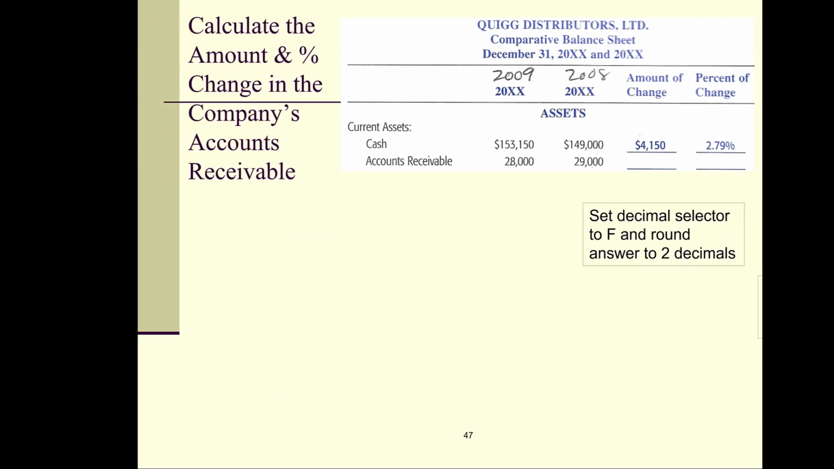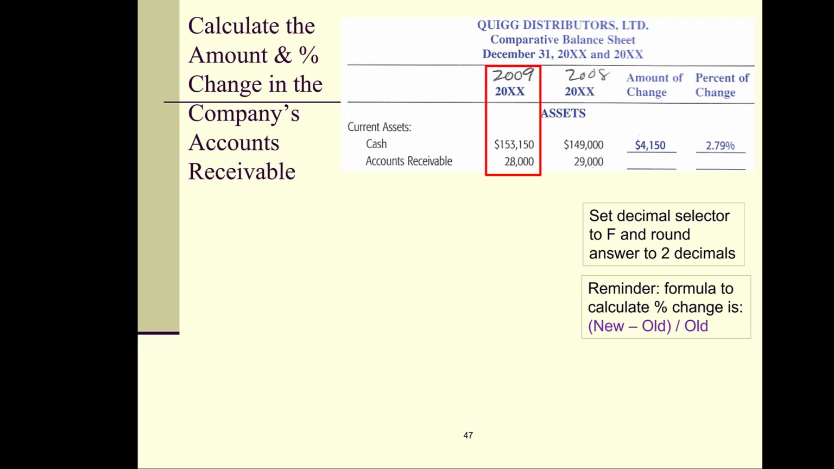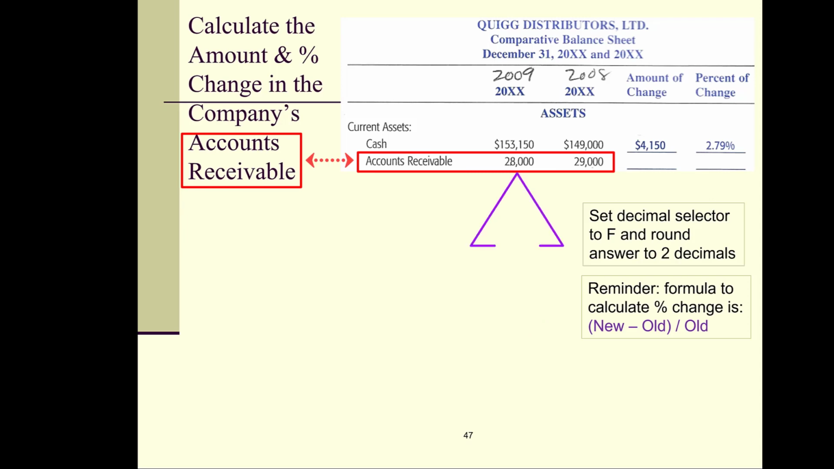So what we're going to do on this one, we're going to calculate the amount and the percentage change in the company's accounts receivable. Notice the first column is 2009 and the second column is 2008. Our instructions say set the decimal selector to F, and then we will round the answer to 2 decimals. And then I put a reminder on the slide, the formula is new minus old divided by old. So which number is the new number? It's the 28,000.